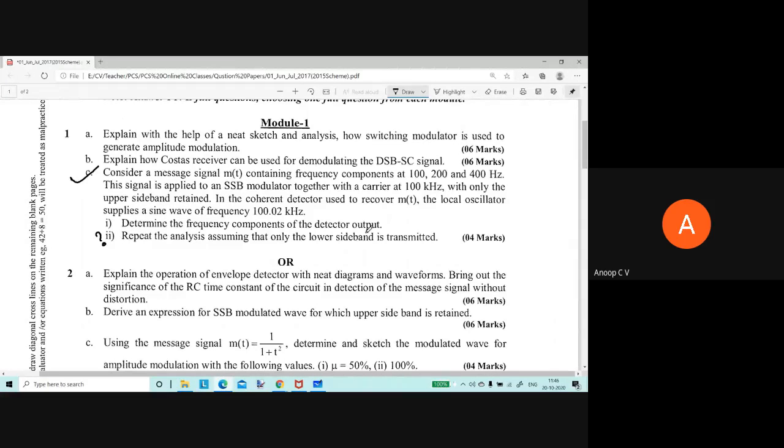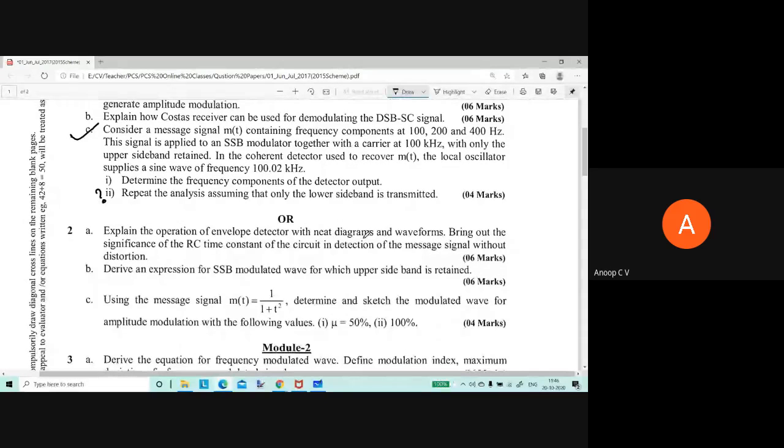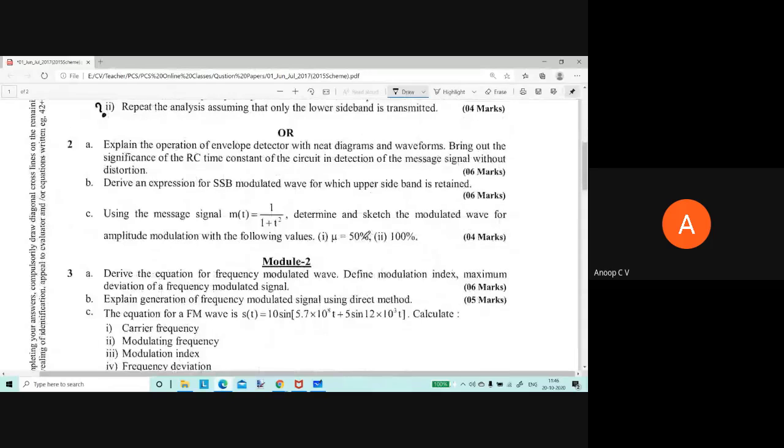So that problem was asked for just 4 marks. Then the next question is: explain the operation of an envelope detector with neat diagrams and waveforms. The envelope detector, you know, has a diode followed by a low pass filter. Then what should be the RC values? I have explained this: charging will happen through the diode and the capacitor, and discharging will happen through the capacitor and resistance. What should be the RC values? All those things again we have discussed.